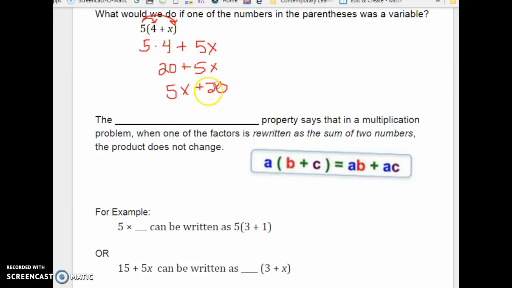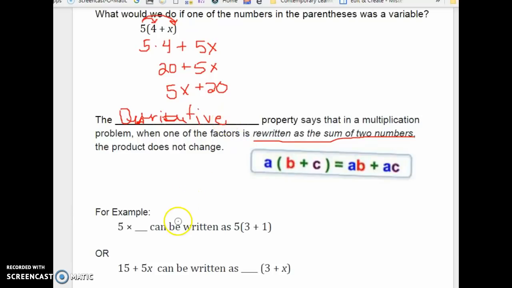So let's write down a few things, and I will try to write neatly, I promise. The distributive property says that in a multiplication problem, when one of the factors is rewritten as the sum of two numbers, the product does not change. Obviously, since we're talking about the distributive property, that's what we're talking about here. So I'm going to write in cursive, distributive property. Wish my pen worked. Distributive property. And it's at the top of the sheet, so if you don't know how to spell it, you can just look up above.